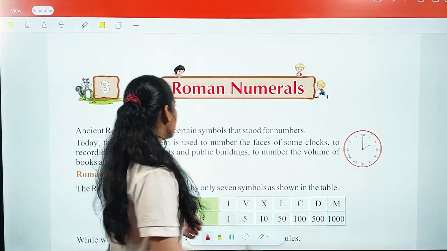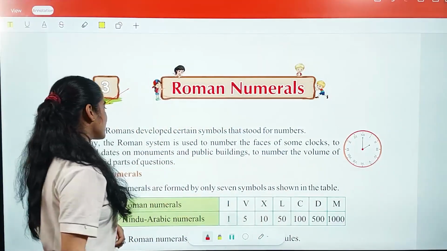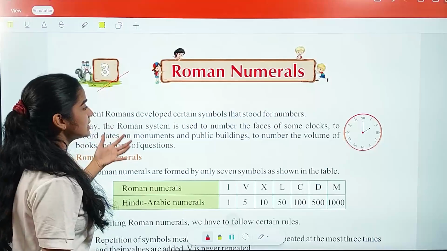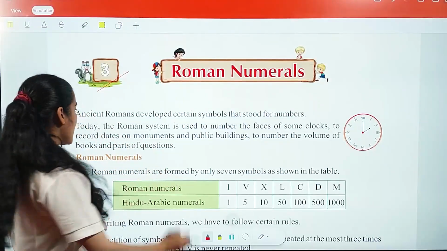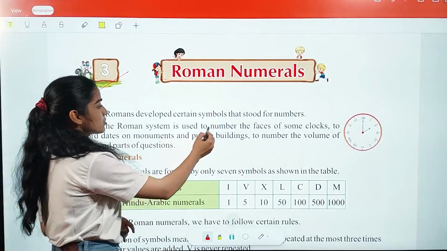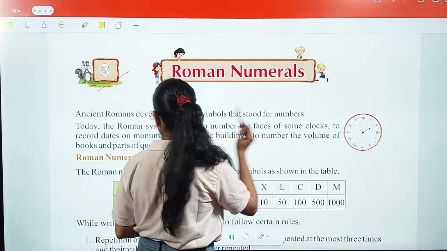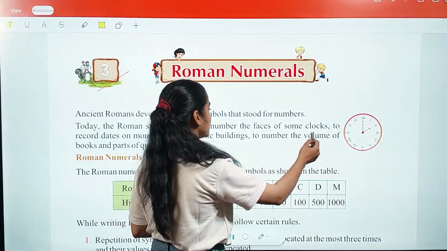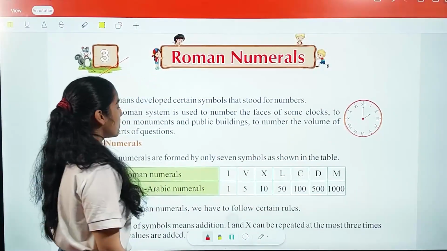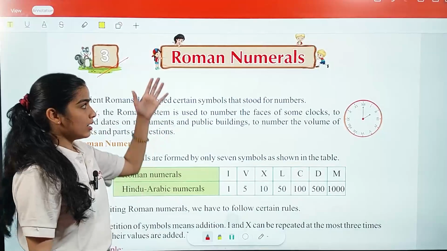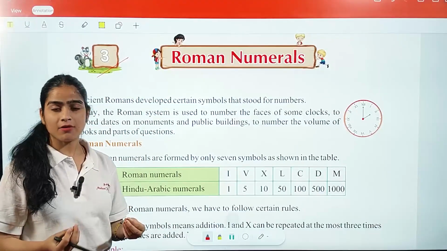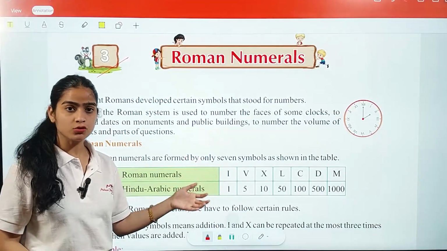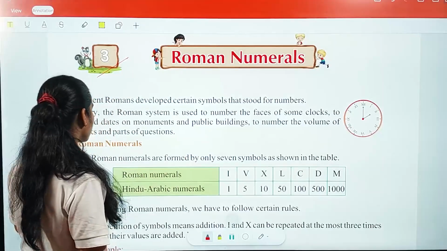So, today we have Roman numbers. Ancient people developed certain symbols that stood for numbers. Today, the Roman system is used for the numbers on the faces of some clocks, to record dates on monuments and public buildings, to number the volumes of books and parts of a question. Roman numbers are similar to our normal numbers like 1, 2, 3, 4.